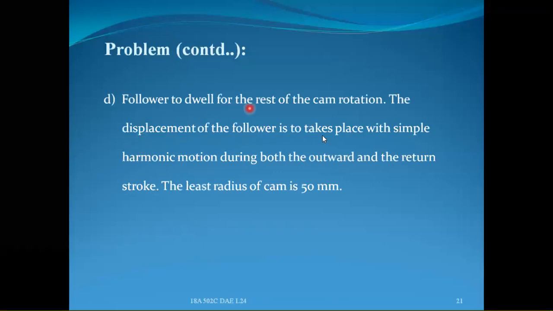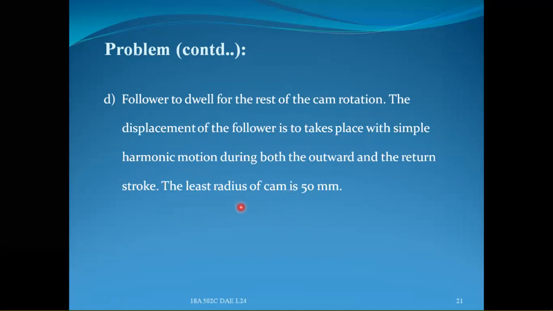The follower dwells for the rest of the cam rotation, that means 60, 45 and 90, and the remaining period is the dwell period. The displacement of the follower is to take place with simple harmonic motion. That means here the motion of the follower is simple harmonic motion during both outward and return stroke. The least radius of the cam is 50 mm, that means the base circle radius is 50 mm. This is the data given for us.